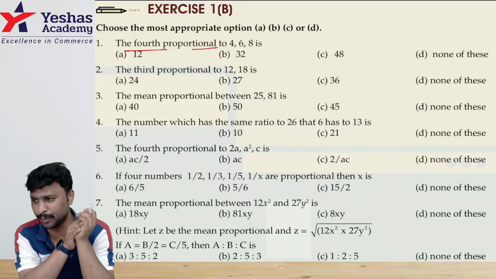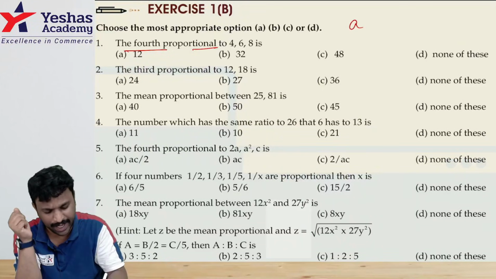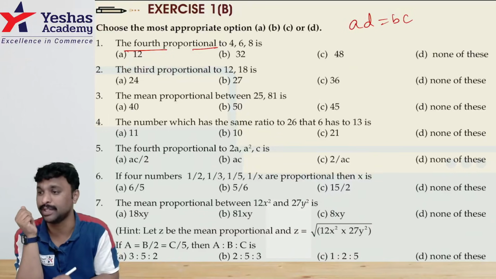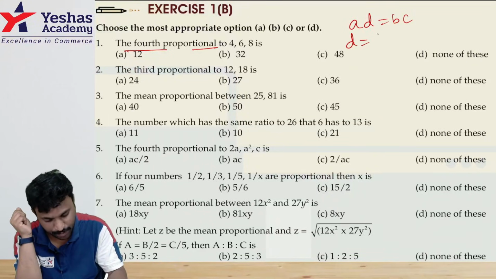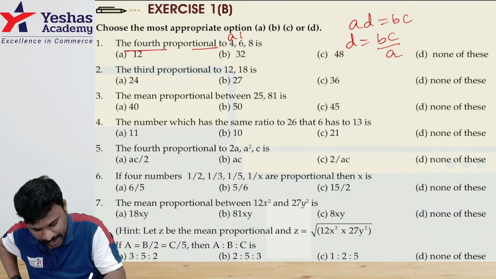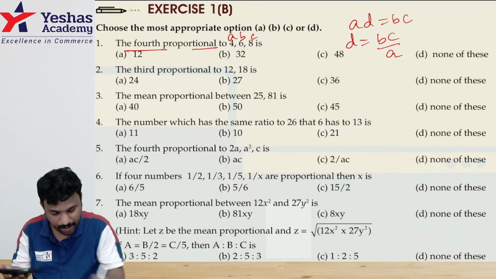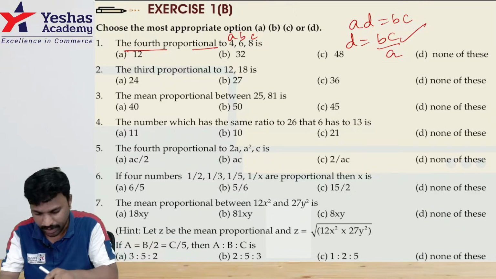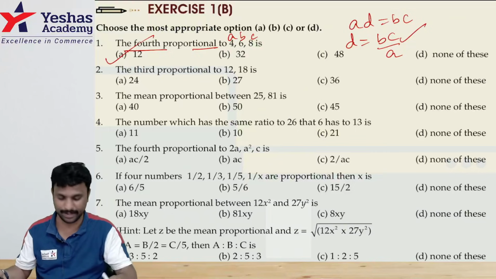Guys, where do you come across fourth proportion? It's a normal proportion. A into D is equal to B into C. Fourth proportion means D. So B into C divided by A is what is fourth proportion. So given values are A, B, C. Just use these values. First of all, do B into C. That means 6 into 8 divided by A is 4 and the result is 12. So option A is the right answer.